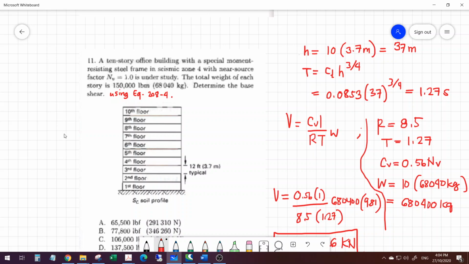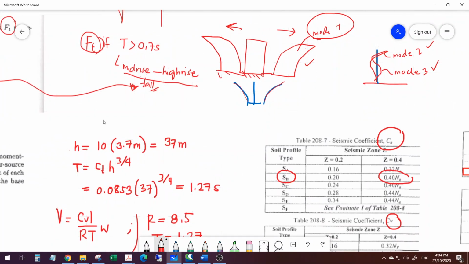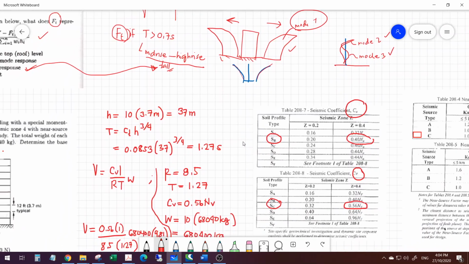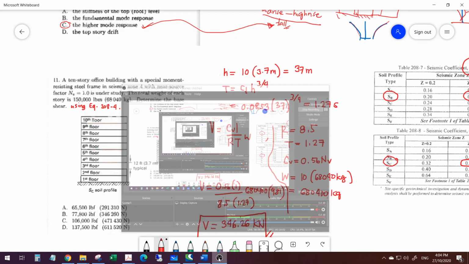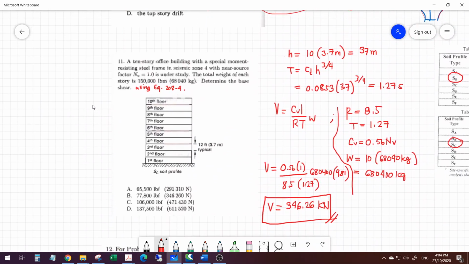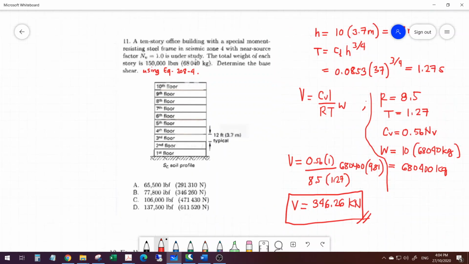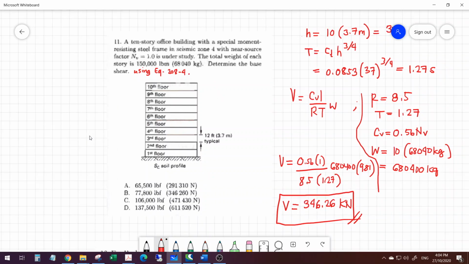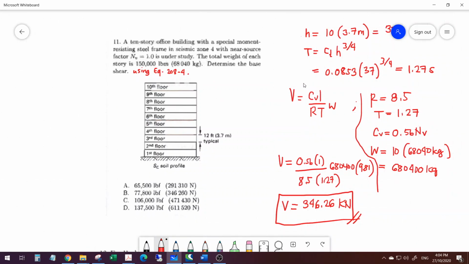Okay, so next problem. A 10-story office building with special moment resisting steel frame in zone 4 with near source factor 1 is under study. The total weight of each story is 68,040 kilogram. Determine the base shear using equation 208-4. So this is equation 208-4 under NSCP 2010. It's okay. So I think you already know this.